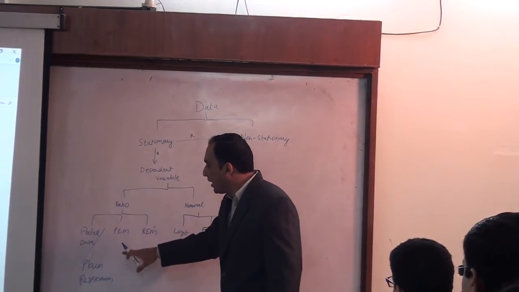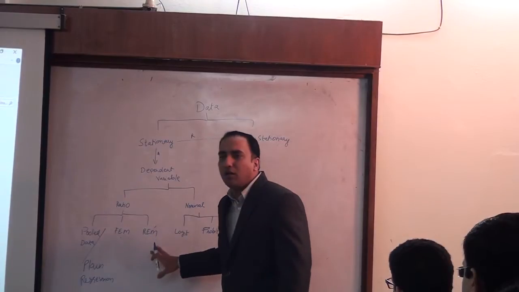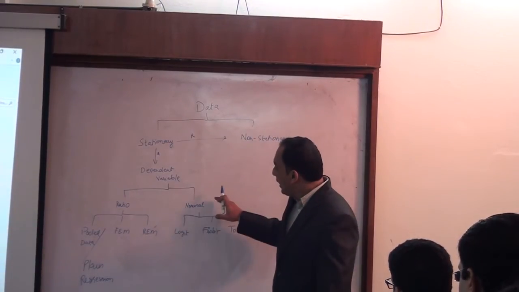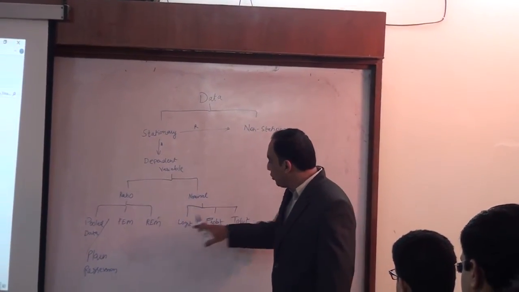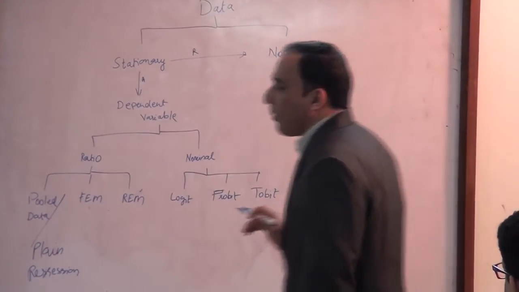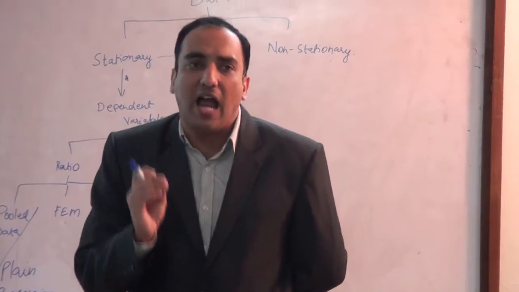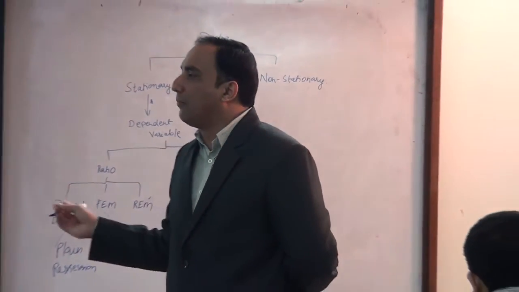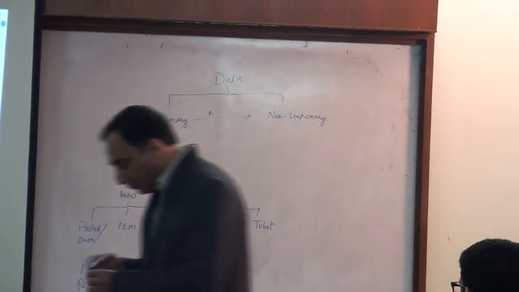I can go for pooled data, plain regression, FBL or RBL. Similarly, if it is nominal data, I can use logit, probit and tobit. Now what is the meaning of logit, probit and tobit? See, whenever I am having a dummy variable in my dependent variable.